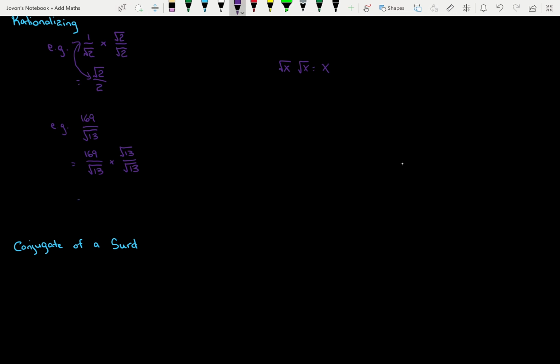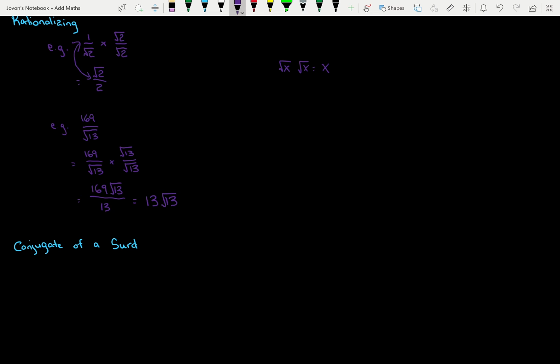Okay, this would be equal to 169 root 13 all over 13, because the square root of 13 multiplied by the square root of 13 is 13. Okay, now 169 is actually 13 squared, so we can simplify this even further and it becomes 13 root 13. Okay, some calculators will actually rationalize for you, so it's in a form that we can understand more easily.